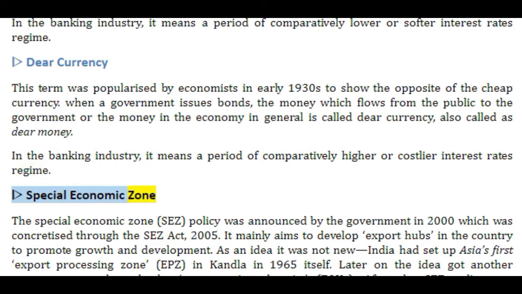Special Economic Zone. The Special Economic Zone, SEZ, policy was announced by the government in 2000, which was concretized through the SEZ Act, 2005. It mainly aims to develop export hubs in the country to promote growth and development. As an idea, it was not new. India had set up Asia's first export processing zone, EPZ, in Kandla in 1965 itself.